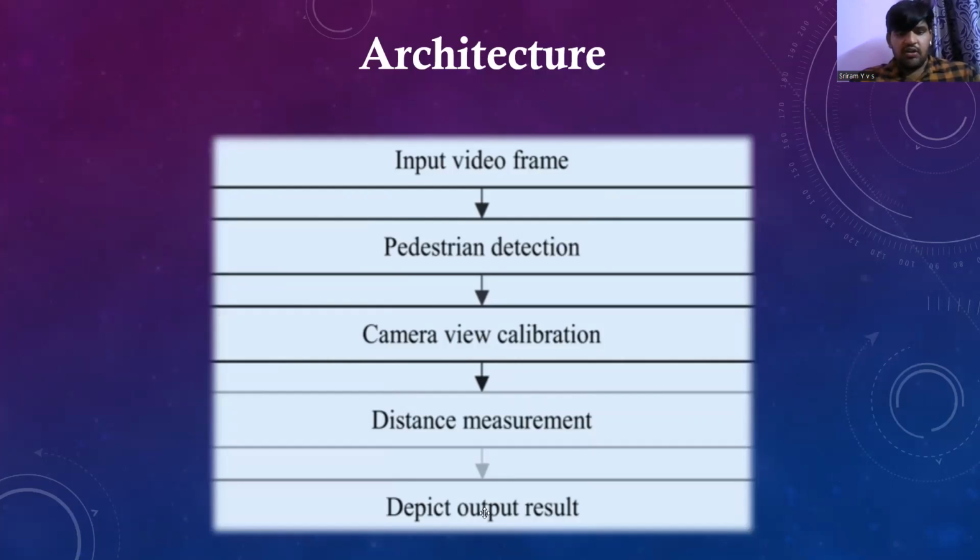Distance measurement. In this case, the algorithm considers people or pedestrians as cluster points, and then geometrically it calculates the distance between each cluster point. And if the distance between the people, pedestrians, that is cluster points, is less, then it will give a red bounding box on those individuals. And if the distance between them is perfect, it will give a green bounding box. That is the output result of this algorithm.